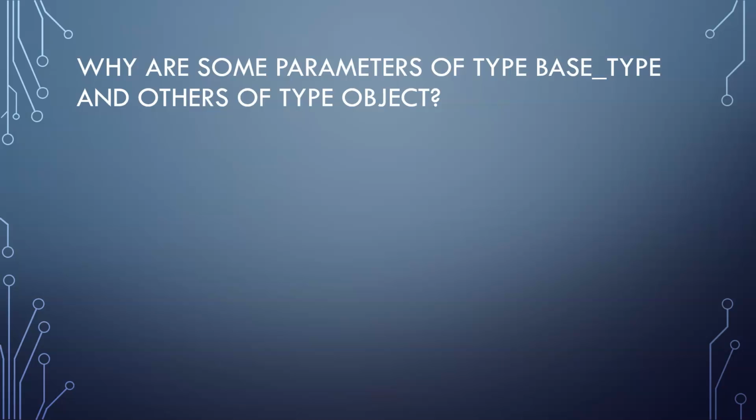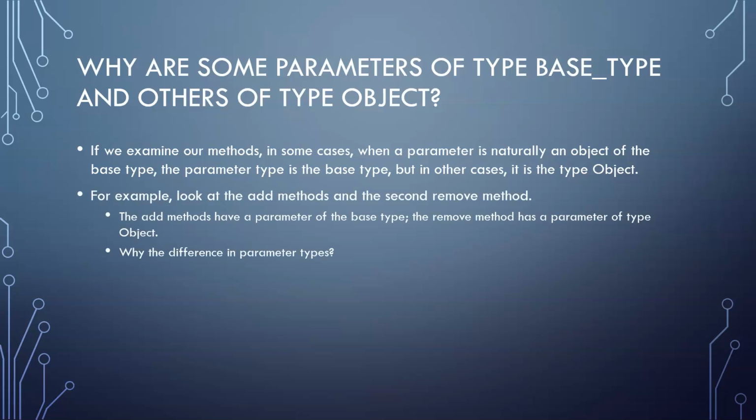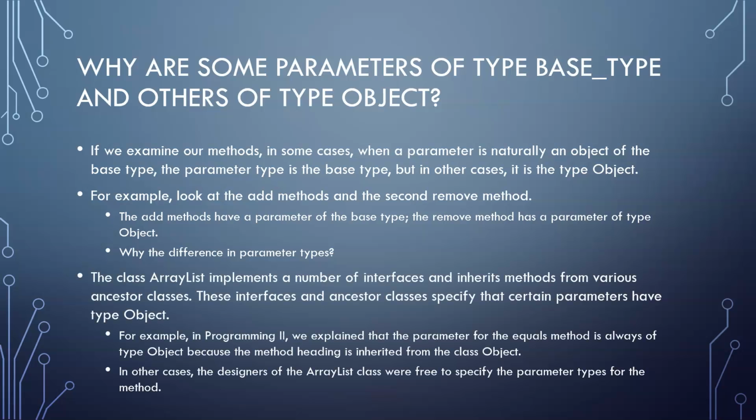So another thing to ask is, why are some parameters of type base type and some others of type Object? Which is a very good question. You'll notice on those methods when we look at them, in some cases when a parameter is naturally an object of the base type, the parameter type is the base type. But in other cases, you'll notice it's type Object. So for example, we look at the add methods and the second remove method. The add methods have a parameter of base type. The remove method has a parameter of type Object. So why might there be a difference in those parameter types?